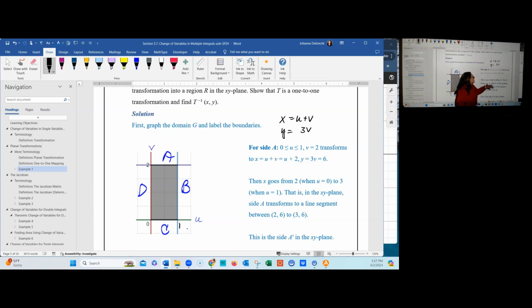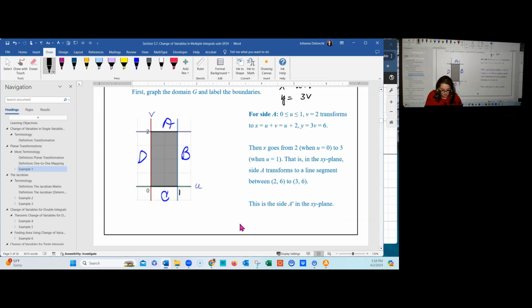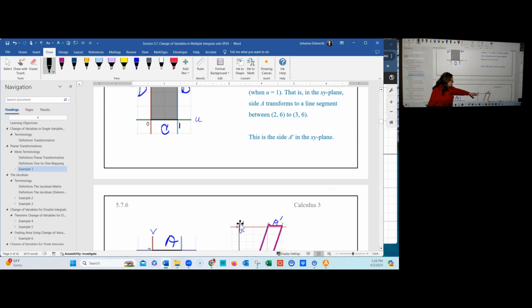And then how is X going to vary? Well, in this case, V is always 2, so I have X equal U plus 2. If I have X equal U plus 2, what does X vary between? Well, the U value starts at 0, so X starts at 2, and then U terminates at 1, so X goes to 3. So basically, I have two ordered pairs: (2, 6) and (3, 6). Notice that the Y value is 6 in both of them because V is constantly 2. So I need to graph the point (2, 6) and the point (3, 6) and connect them with a horizontal line segment. We'll call this side A prime to correspond with A. You can see it right up here. We're connecting (2, 6) with (3, 6), and we call this side A prime.